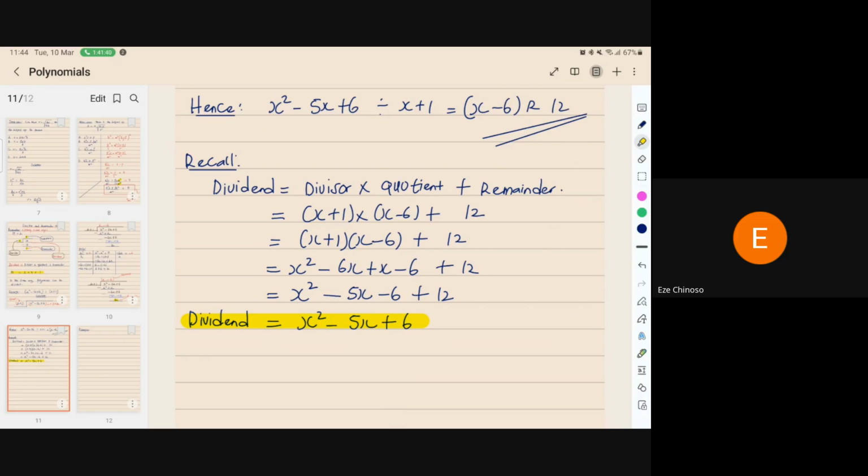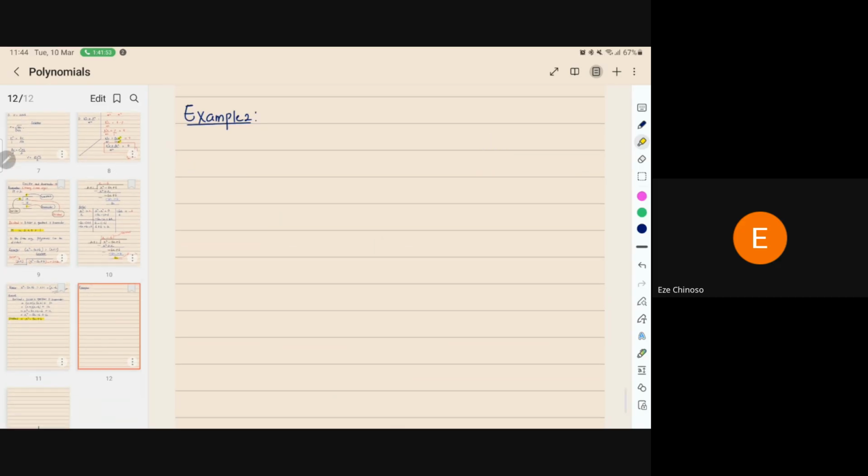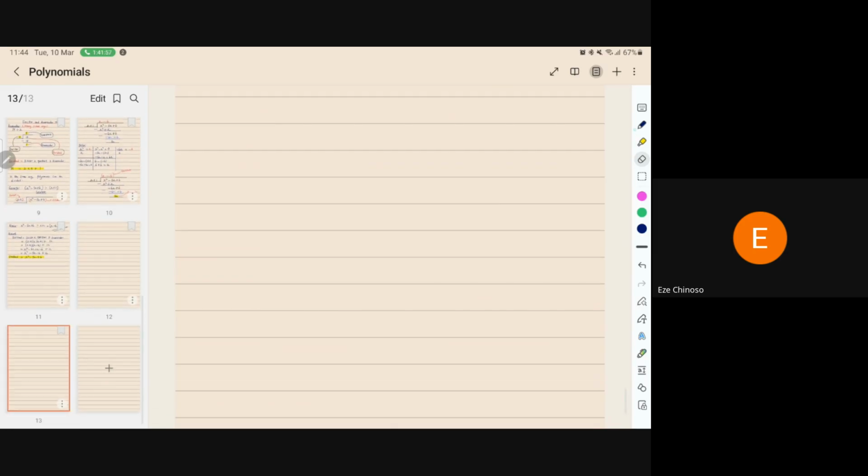All right, next example. I'm going to come back to these questions again, and I will show you what we mean by the remainder theorem. I should leave one page there, so I will introduce the remainder theorem using that very example. So now, example 2, I will show you guys something.